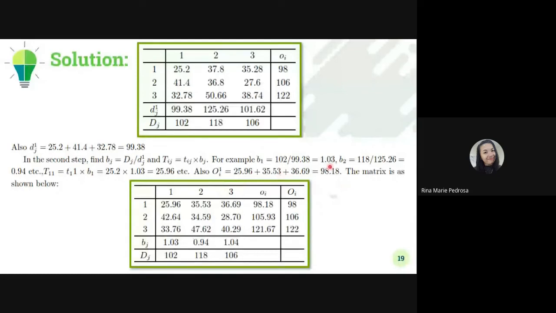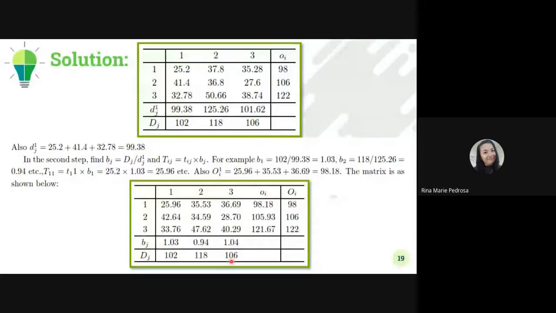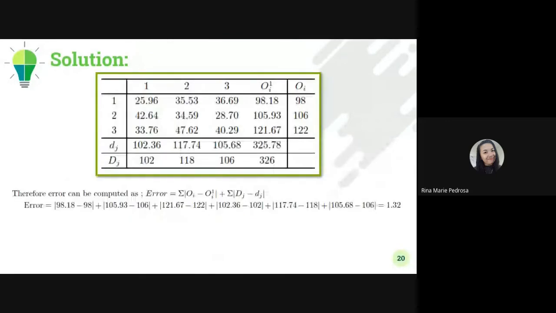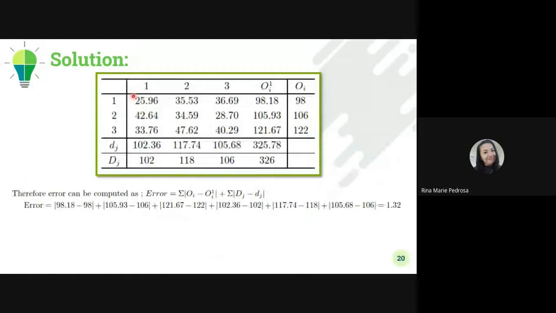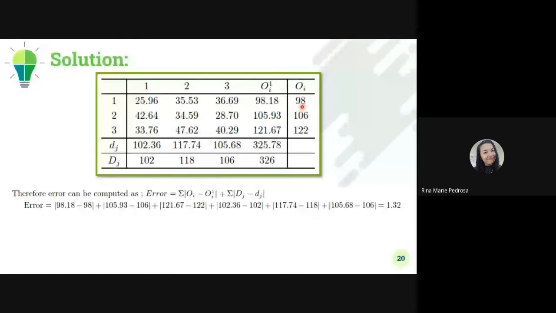B sub j and D sub j are located here. So this is the O sub i. Obtaining this matrix, this will be our answer. So therefore, the error can be computed as the summation of the absolute value of that plus the summation of the absolute value of D sub j minus the small d sub j. So summing up everything based on this matrix, the error we have is equivalent to 1.32.